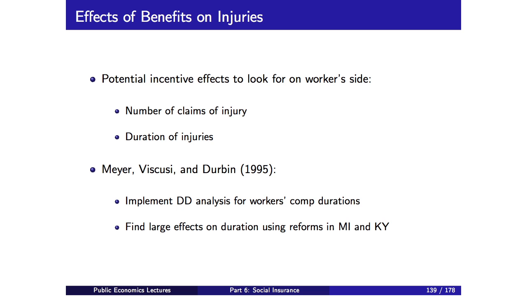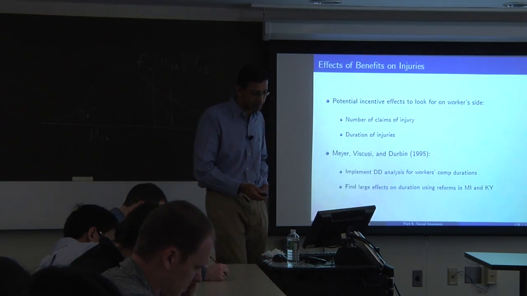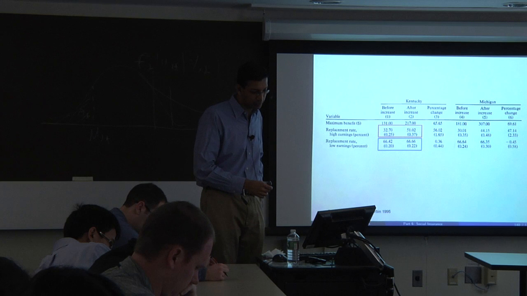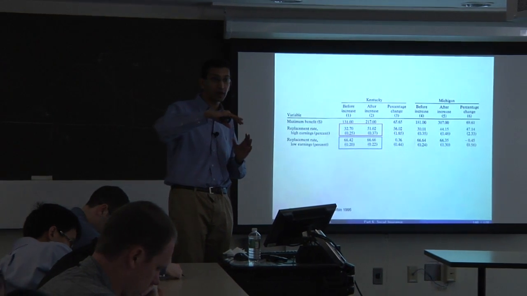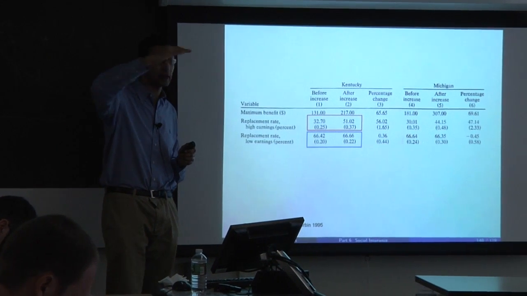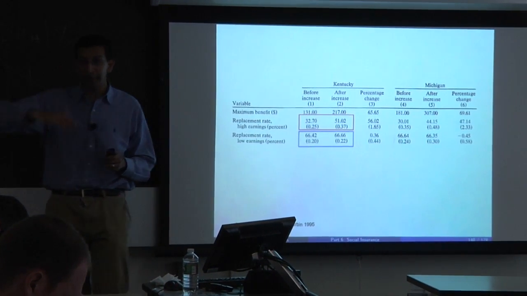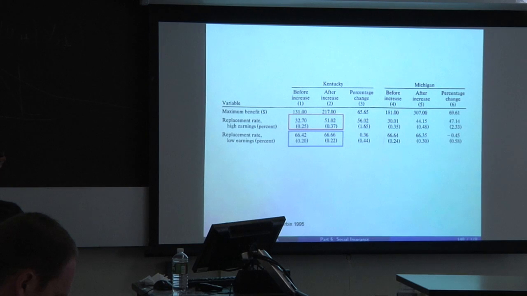And they find large effects on durations using reforms in Michigan and Kentucky. So this is a standard DD analysis like the UI stuff. I think it's pretty compelling. So let's briefly go through this. The way the workers' comp schedule works is just like the UI schedules, where there's a replacement rate up to some cap. And then that cap gets moved around as states make their systems more generous over time.